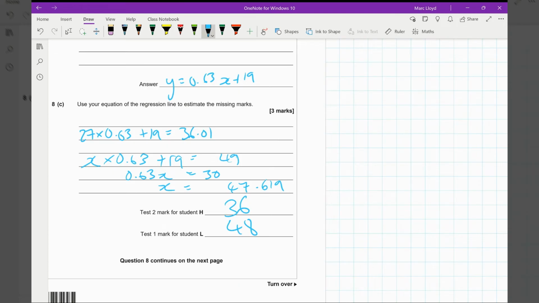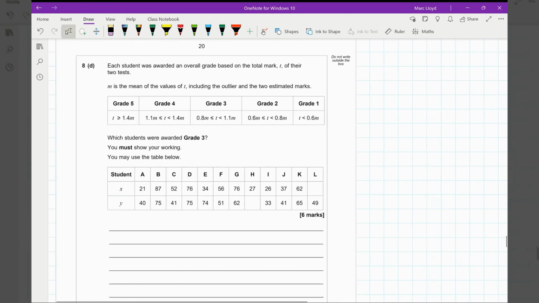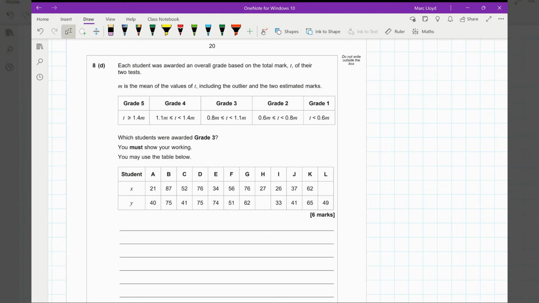Okay, question 8 continues on the next page. Let's turn over. Thought I was done. Okay, so each student is awarded an overall grade based on their total mark. Which students are awarded grade 3?